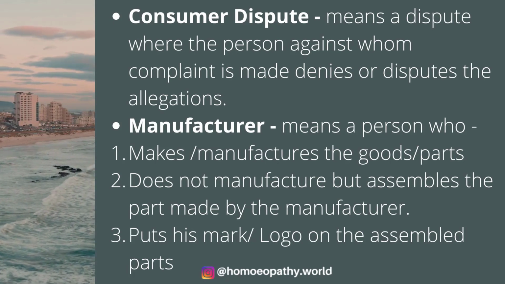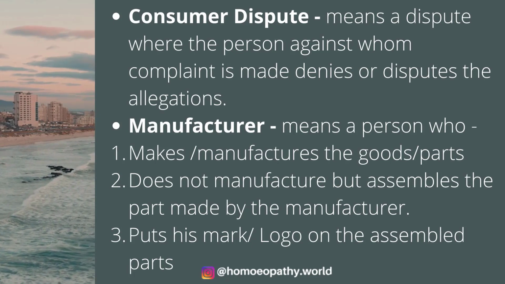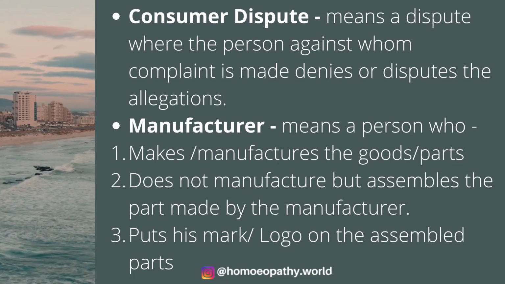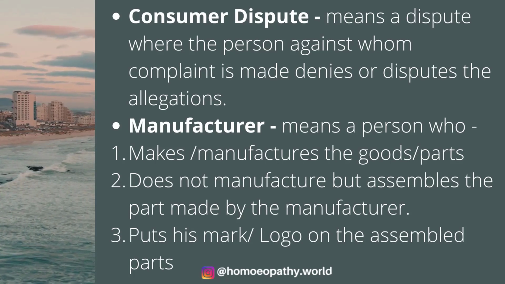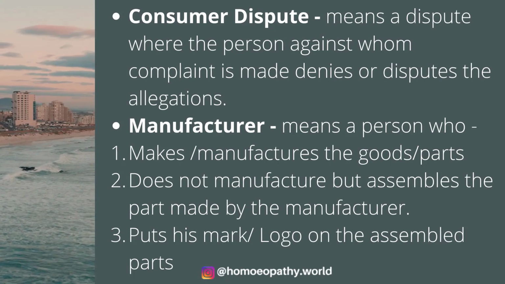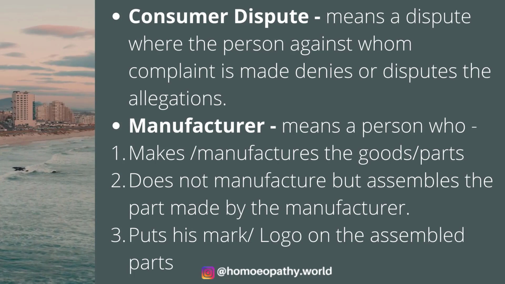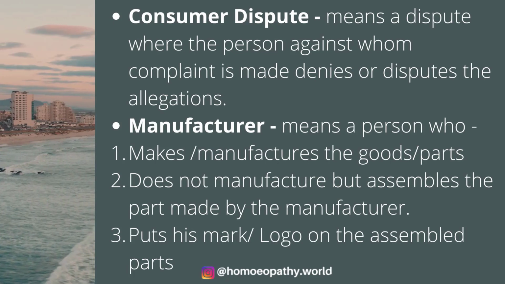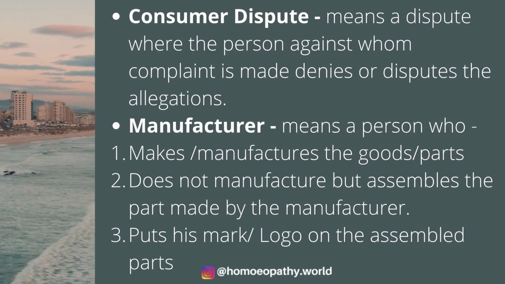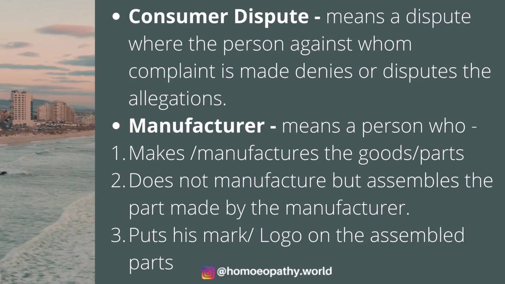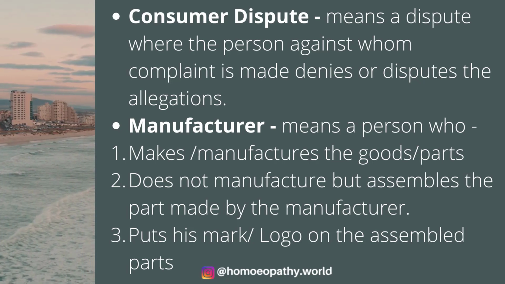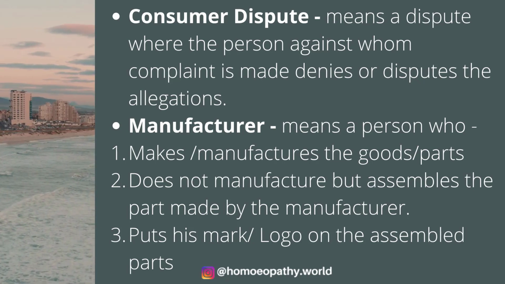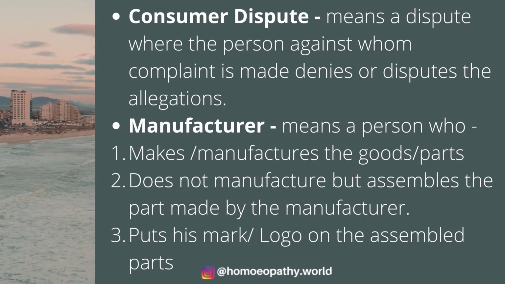Who is considered a manufacturer? A person who makes or manufactures the goods or any parts of the goods. Suppose we are talking about a car company, there are multiple small parts involved in the manufacturing of a car or a vehicle. So the primary manufacturer as well as the manufacturer of the parts, both are called a manufacturer. Does somebody who does not manufacture but assembles the parts together also become the manufacturer? Somebody who puts marks or logos on the assembled parts is also considered a manufacturer.